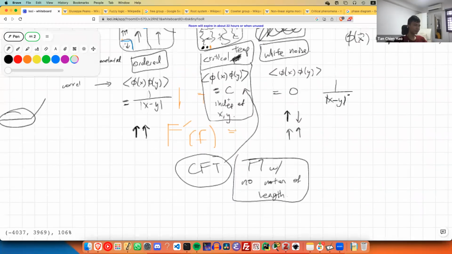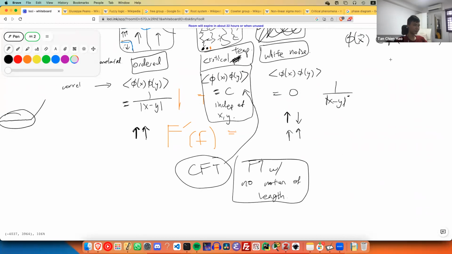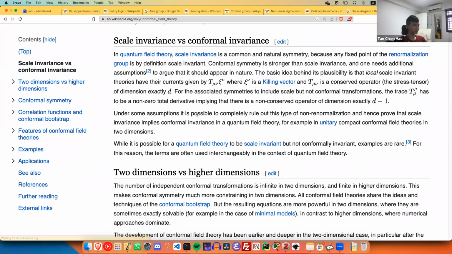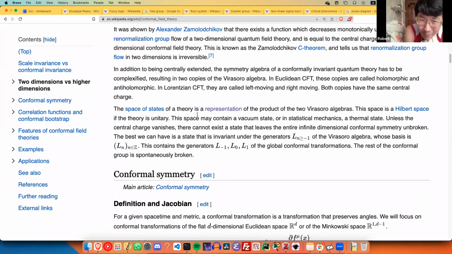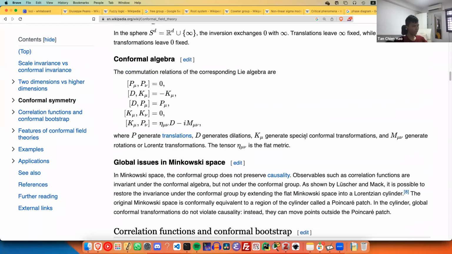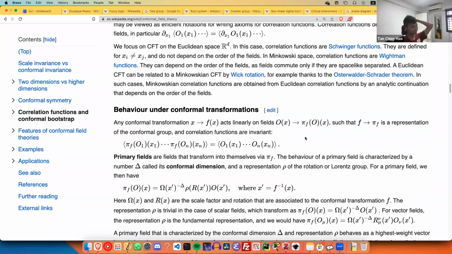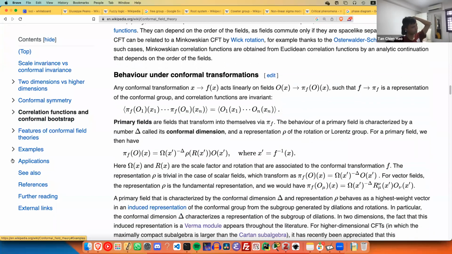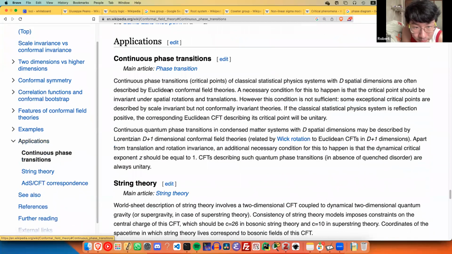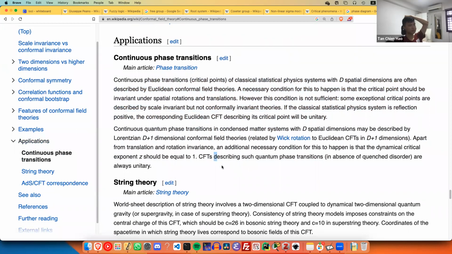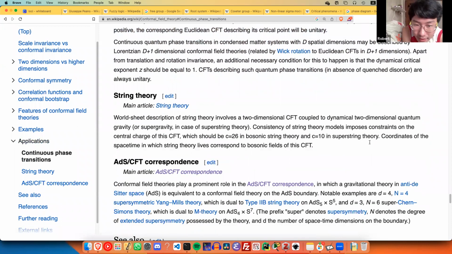I think the crazy thing is this transition temperature, and that one is still weird. Like, the conformal field theory doesn't make sense. It feels morally wrong. Yeah. So applications, they can be analyzed. Conformal field theory can be used to study these systems, quantum phase transitions and stuff. Yeah, that's weird.